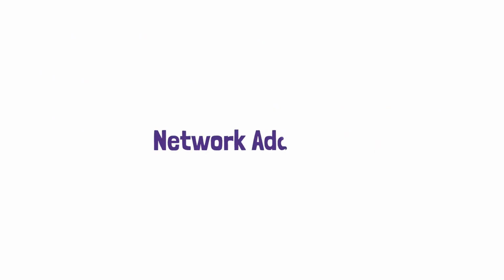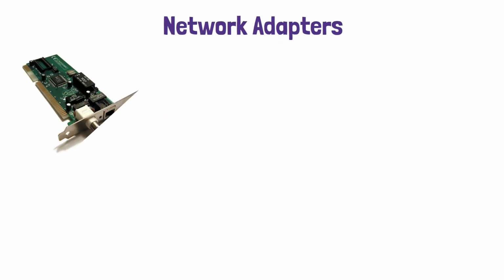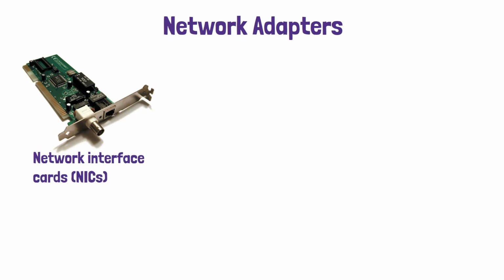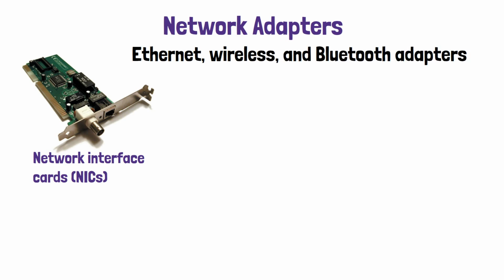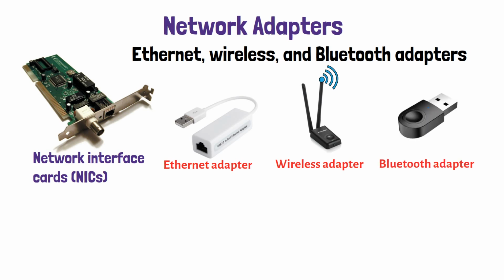Network adapters and navigation devices. A network adapter is a hardware component that is used to connect a device to a network. Network adapters are also known as network interface cards and come in various types, such as Ethernet, wireless, and Bluetooth adapters. An Ethernet adapter is used to connect a device to a wired network using an Ethernet cable. A wireless adapter is used to connect a device to a wireless network, such as a Wi-Fi network. A Bluetooth adapter is used to connect a device to other devices using Bluetooth technology.